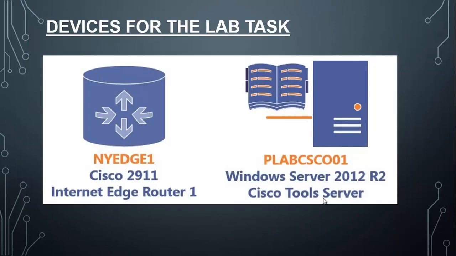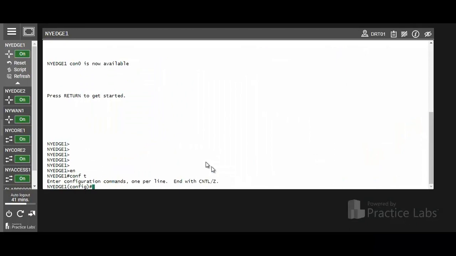So we will be using these two devices for the lab task on the Practice Lab platform. The one is NY-Edge1 router and the server we are having is PLAB CSC001. We are on NY-Edge1 router.